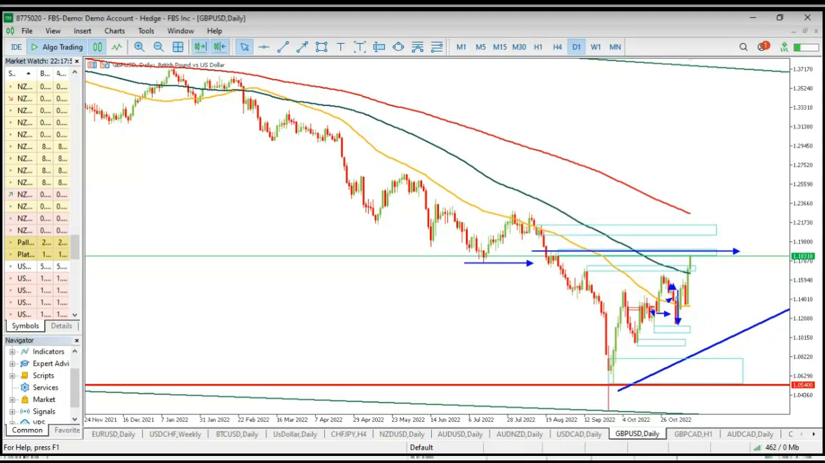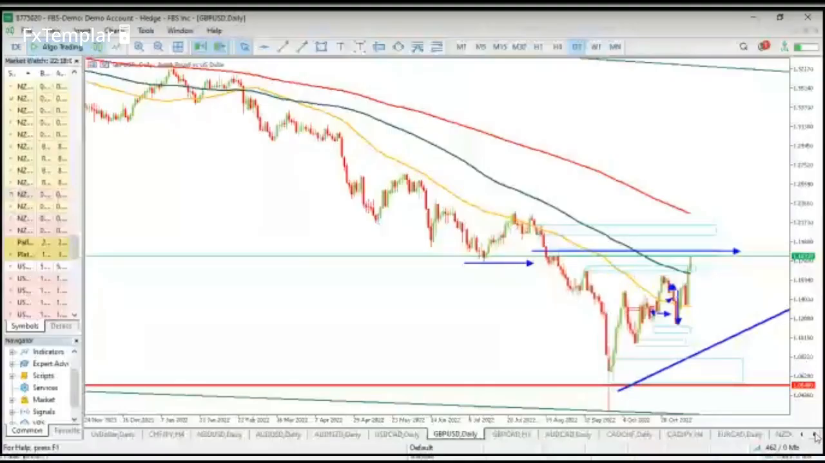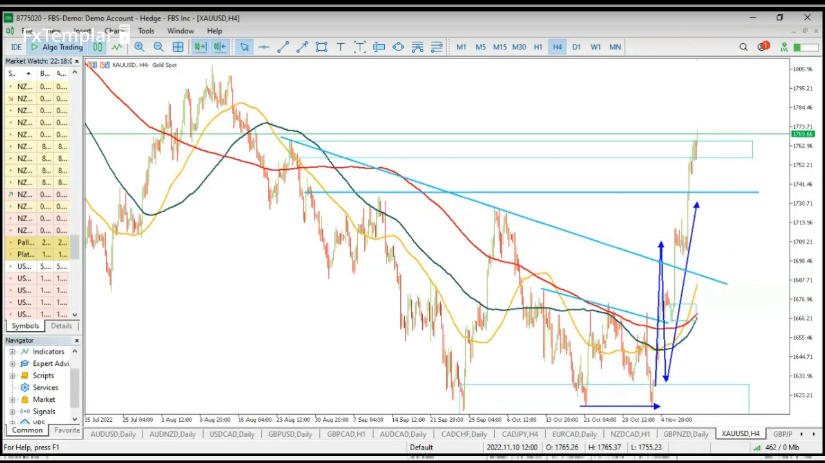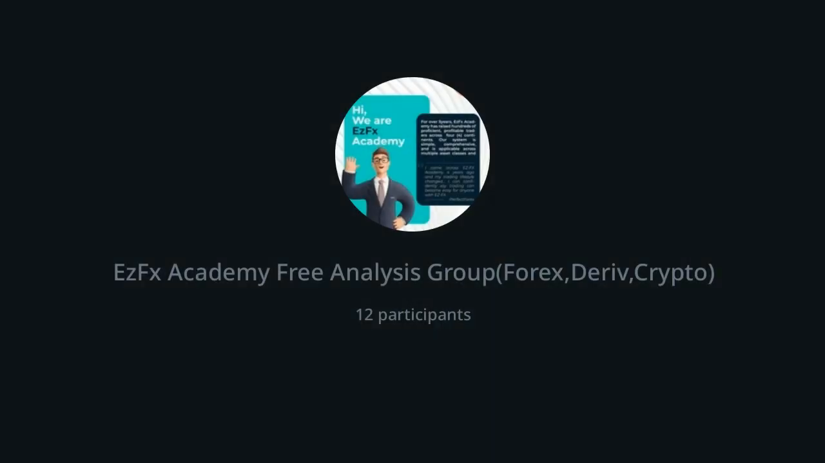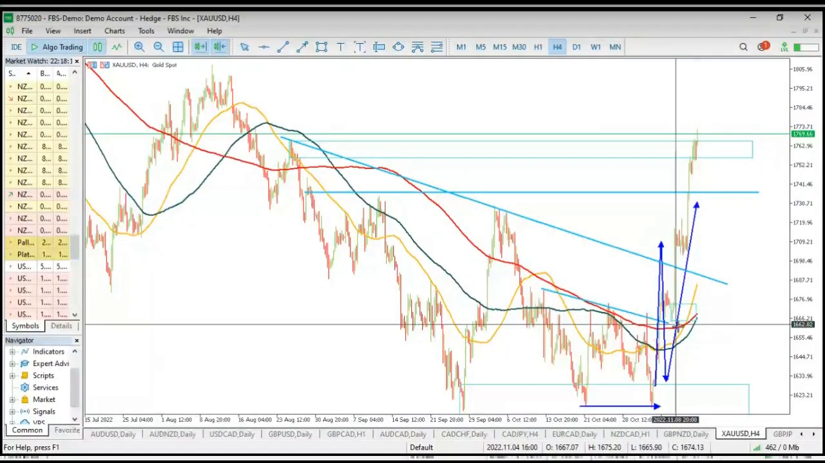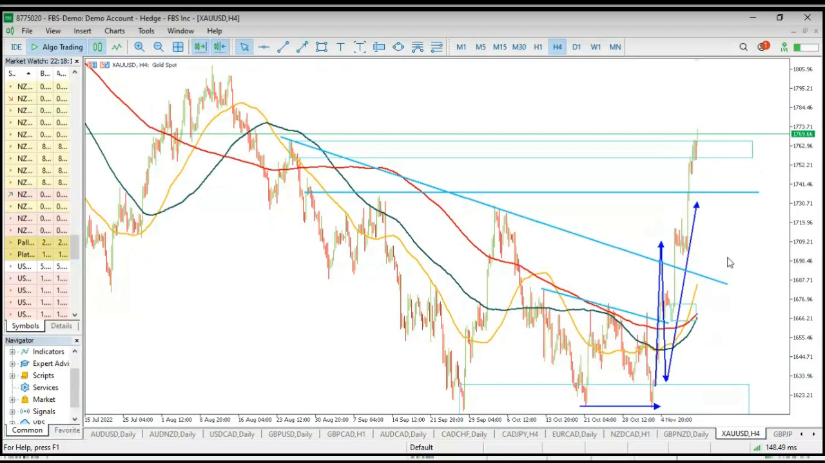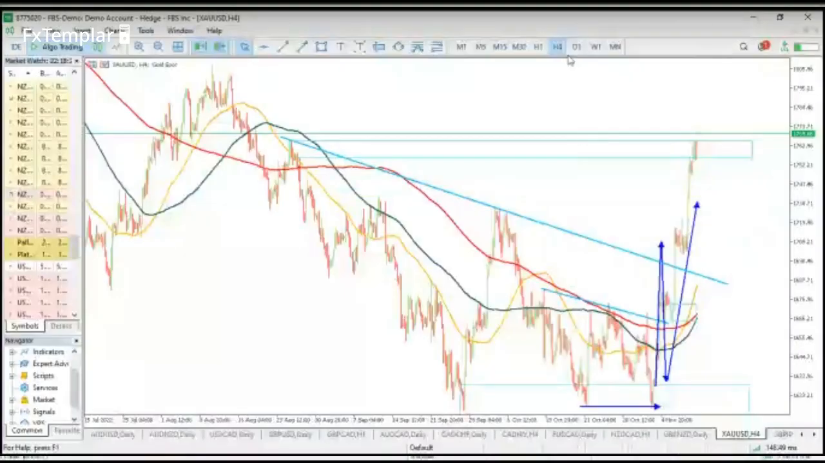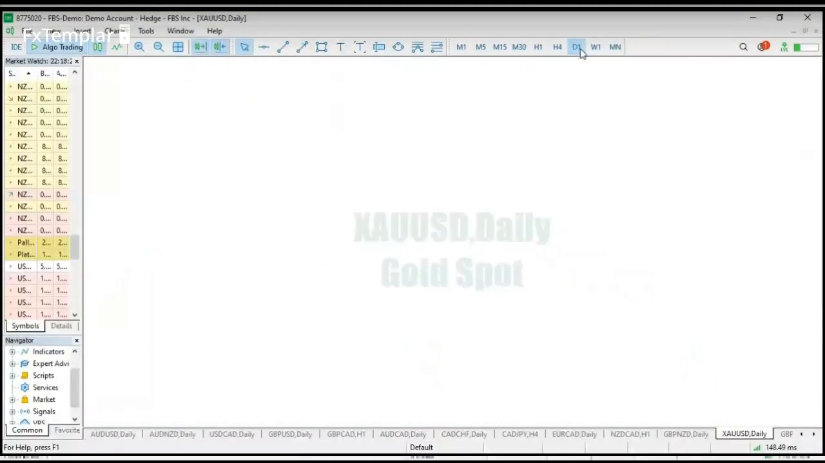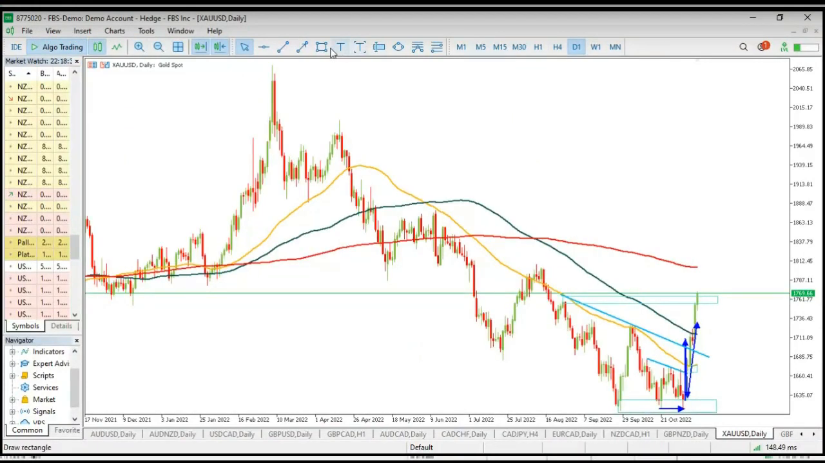The next one we're going to take a look at is gold, because it's also a commodity that a lot of you look out for. This was my bias on gold last week. Played out massively well. We got over 1,000 pips, and it was a very sweet move. So let's go to the daily time frame and see if there's a correlation with what we're looking at on the dollar.